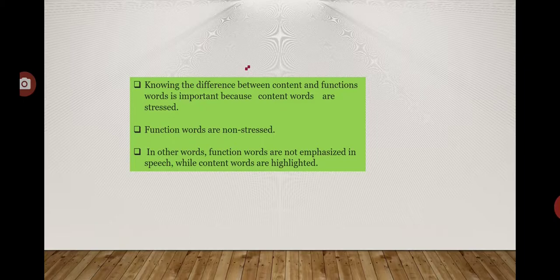It's always non-stressed. But when you speak, when you are communicating, explaining something, in content words you have many ideas. That's why we try to highlight that content or this idea. That's why it's very important. So both of these have an important, vital role in our communication.